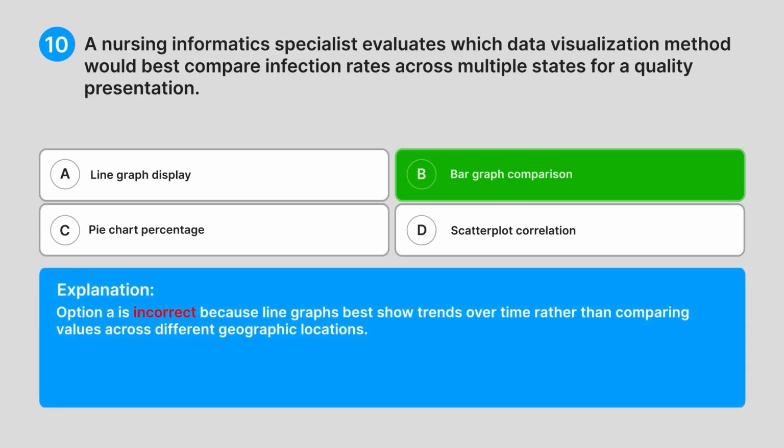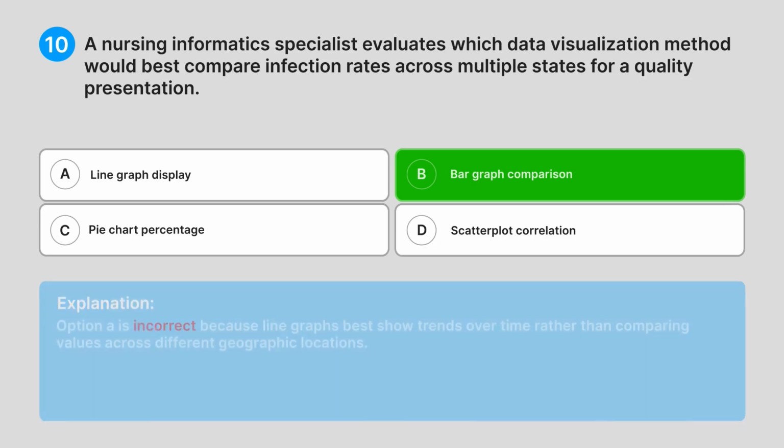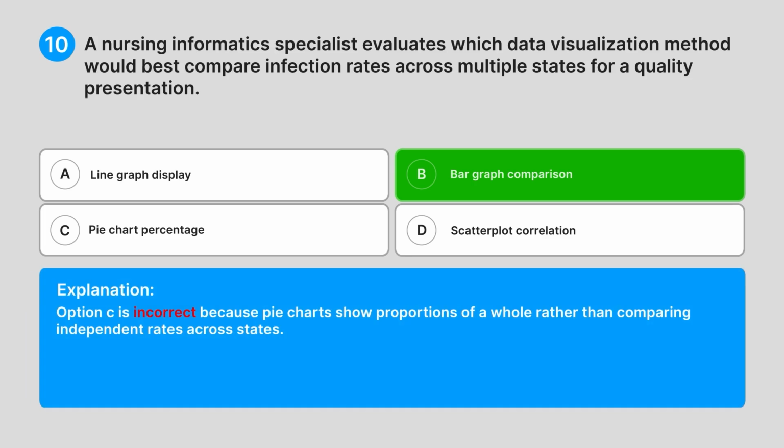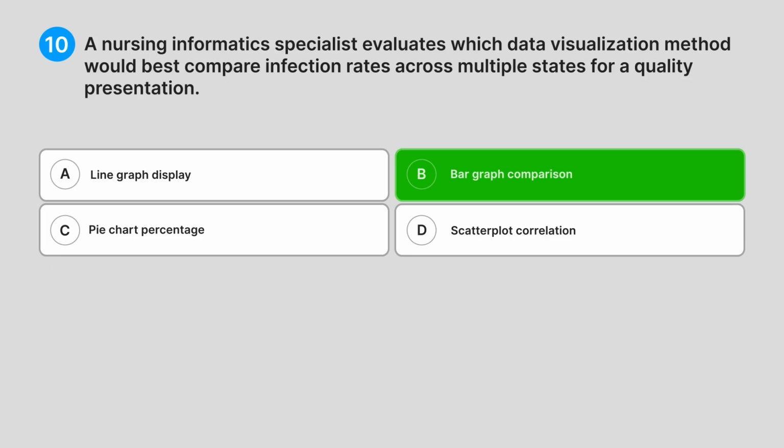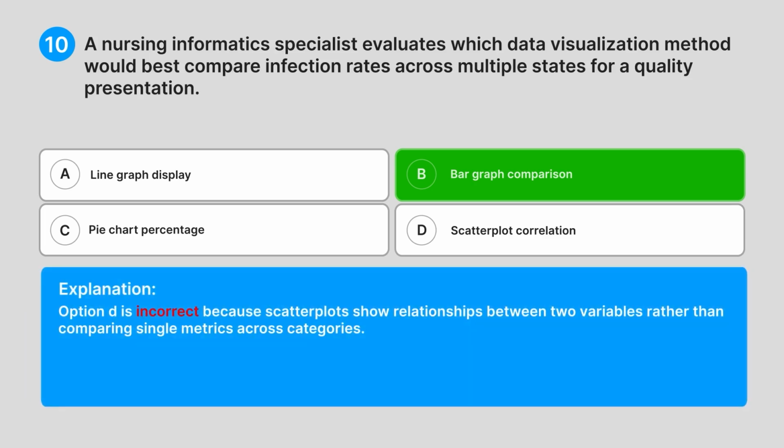Option A is incorrect because line graphs best show trends over time rather than comparing values across different geographic locations. Option C is incorrect because pie charts show proportions of a whole rather than comparing independent rates across states. Option D is incorrect because scatter plots show relationships between two variables rather than comparing single metrics across categories.